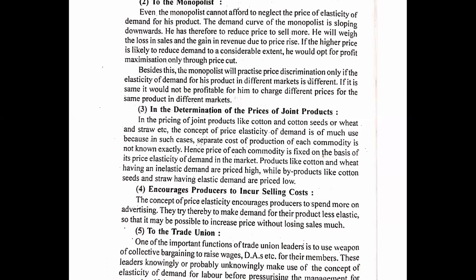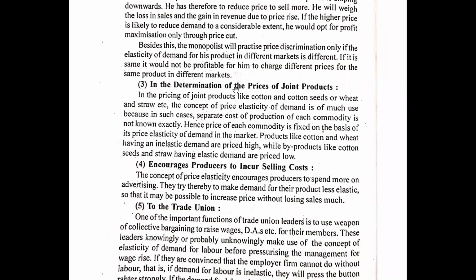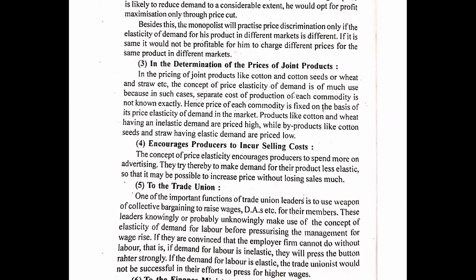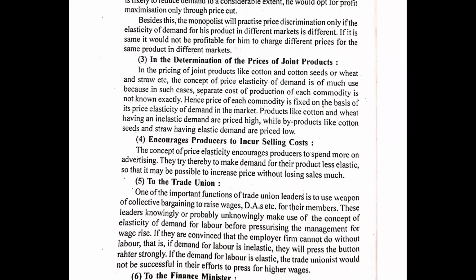Then the third point is the determination of the price of joint products. What is a joint product? Let's see, in the pricing of joint products like cotton and cotton seeds, or wheat and straw, etc., the concept of price elasticity of demand is of much use, because in such cases the separate cost of production of each commodity is not known exactly. Hence, the price of each commodity is fixed on the basis of its price elasticity of demand in the markets.